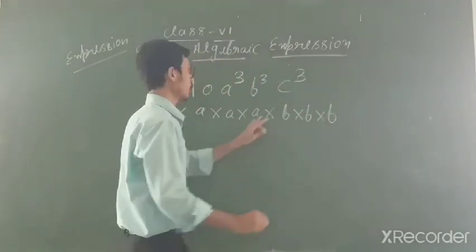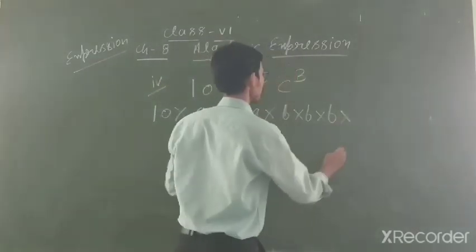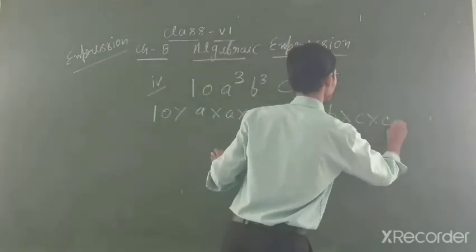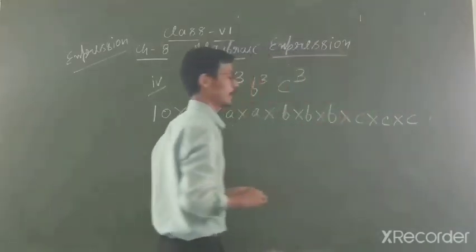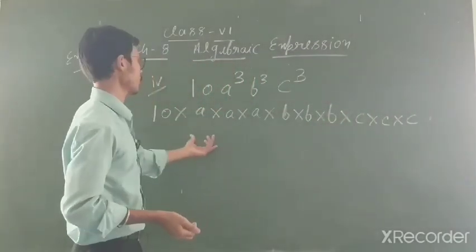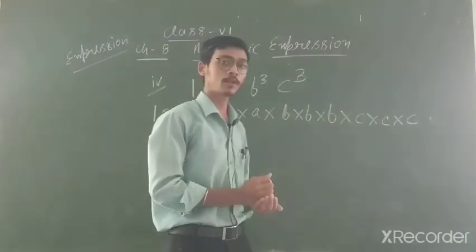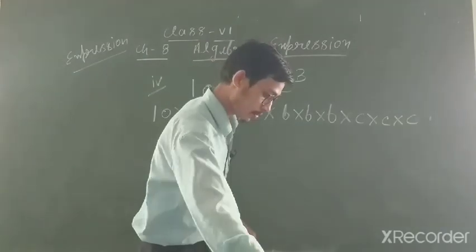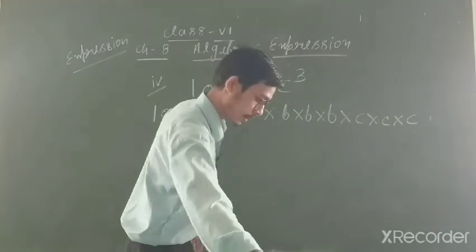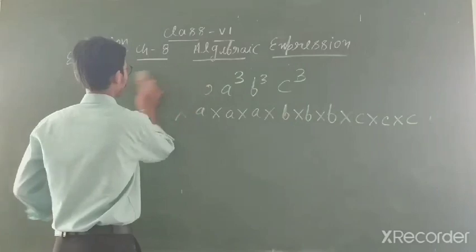Clear student? Now c is given how many times, student? 3 times. You can write down 1 2 3. Clear? So this is our expression. Clear student? I think you are able to understand. Now you will solve the question based on this. Clear student? Now come to the next exercise.